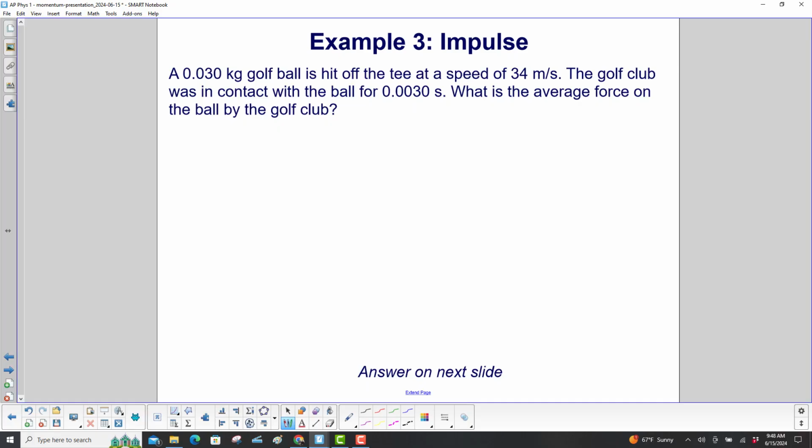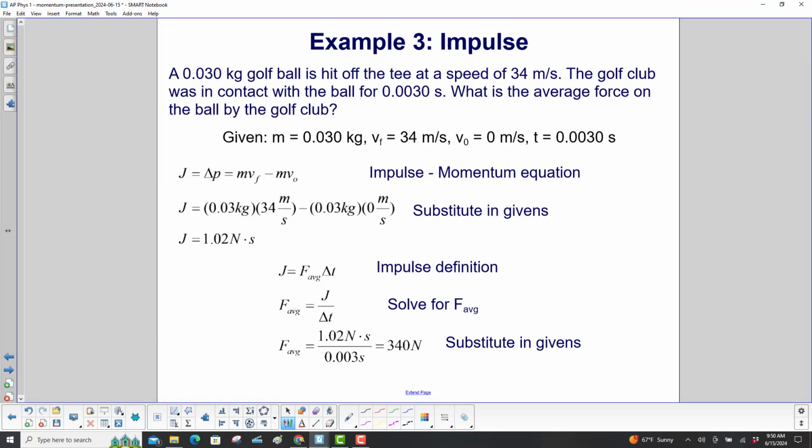A 0.030 kilogram golf ball is hit off the tee at a speed of 34 meters per second. The golf club was in contact with the ball for 0.0030 seconds. What is the average force on the ball by the golf club? Now we need to find the average force on the ball by the golf club. So we write our givens, and the initial velocity is 0 because the golf ball is not moving in the beginning. So we have impulse is a change in momentum, mvf minus mv0. Substitute in our givens, and here's your initial velocity, and you get an impulse of 1.02 newton seconds.